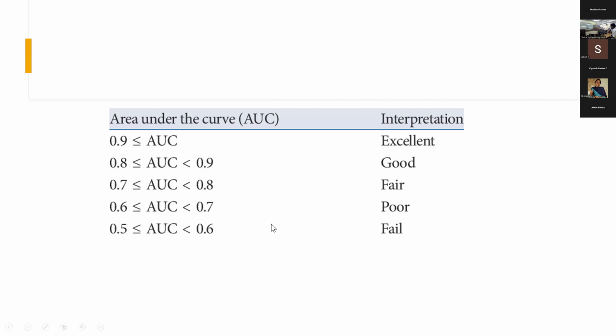And generally, a test is said to have a good discriminatory function if the AUC is more than 0.9, and it is said to be good if it is between 0.8 and 0.9 as well. And for any values below that, we do not consider it to have a good discriminatory value.